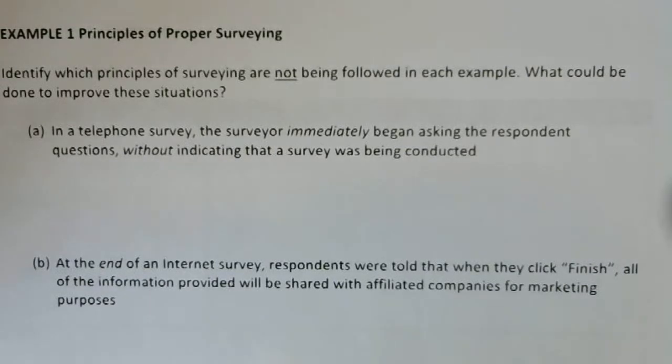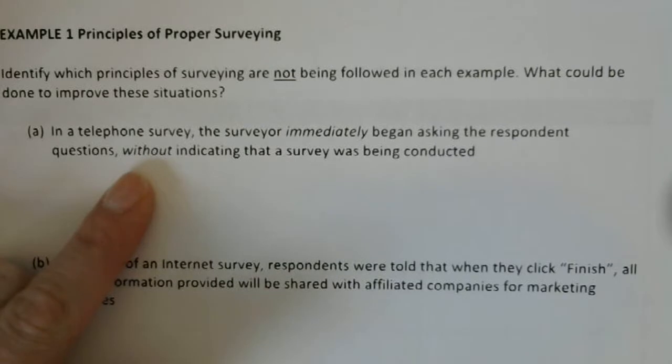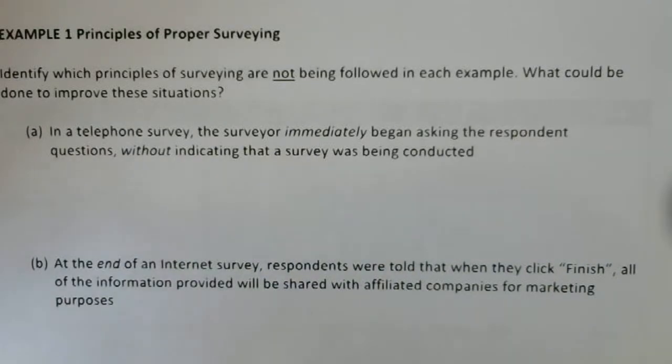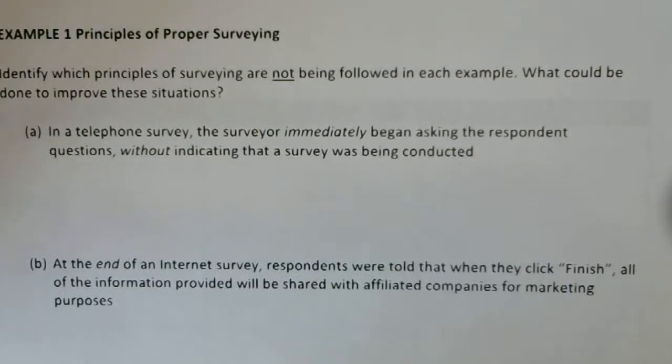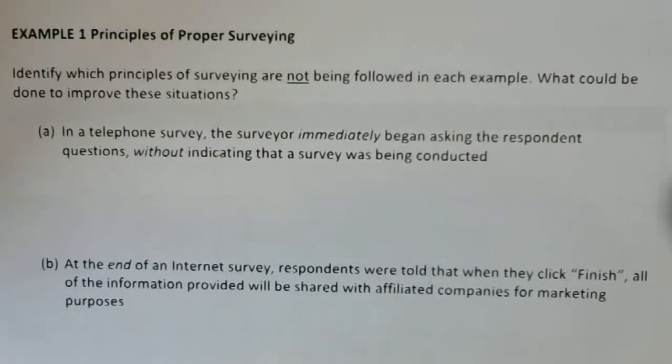So the first one says, in a telephone survey, the surveyor immediately began asking the respondent questions without indicating that a survey was being conducted. Okay, so in this example, you need to make sure that you're providing an introduction. In this situation, they're not informing the participants of what's happening, why they're being asked these questions. And this is going to result in your participants feeling really uncomfortable. They're not going to want to answer questions. And if this is a telephone survey, you're probably going to get some people hanging up on you. They're going to hang up on you, or they're going to answer dishonestly quickly to try and get you off the phone because they don't know what you're doing. So be super careful with that.